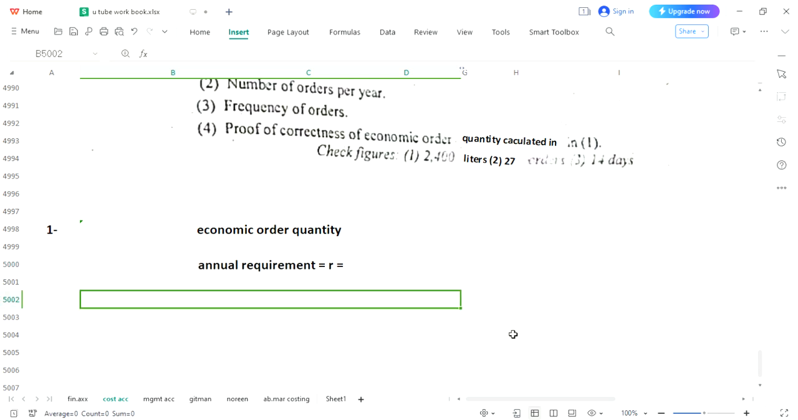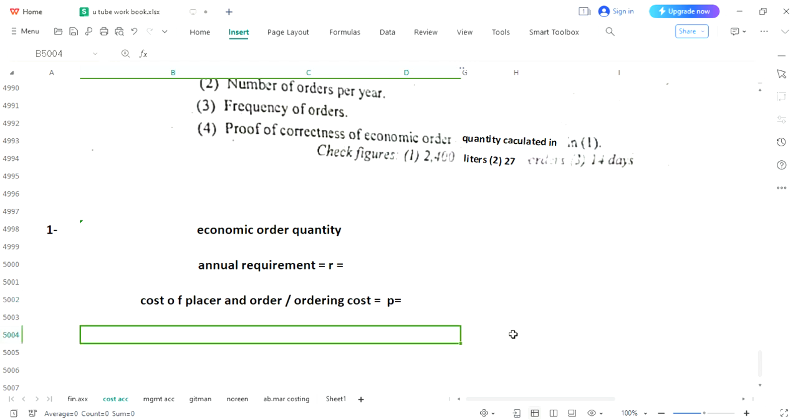Then we have the cost of placing an order. It may also be called ordering cost, and we will denote it with P, and later on we will find out the amount which would be given in our question. Third is your carrying cost. It would be denoted with CC.